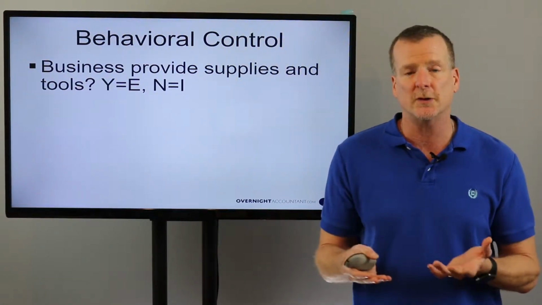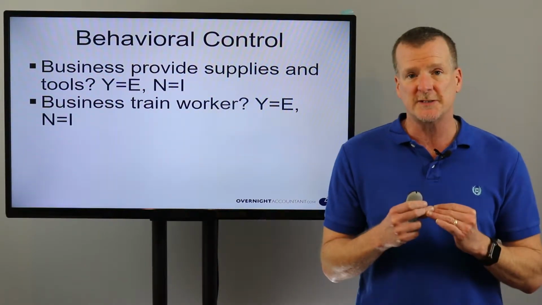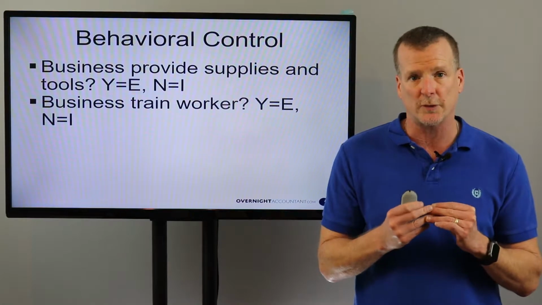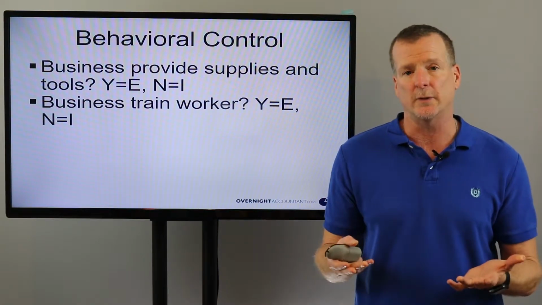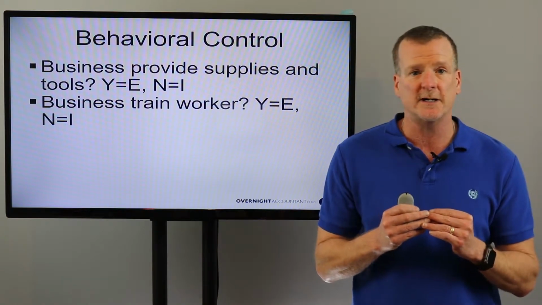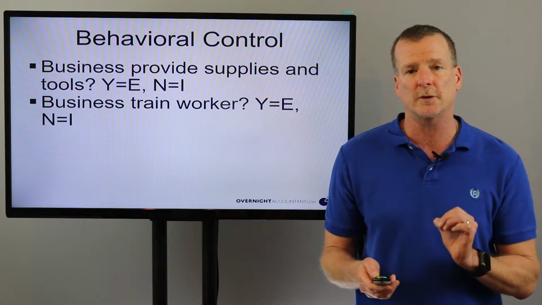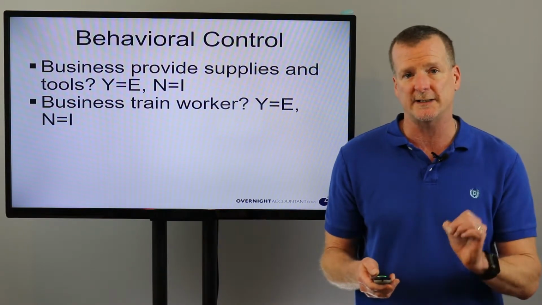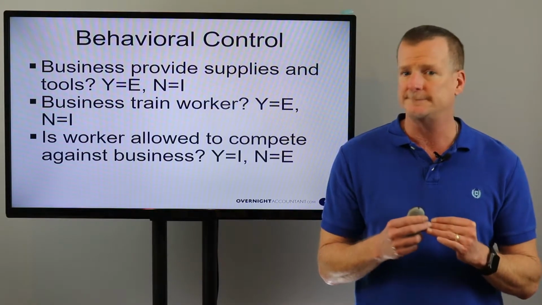That's behavioral control. What about, does the business train the worker? If your business trains a worker, if you have a client whose business is training that worker on how they want things done, more likely it's going to be an employee. If you're not doing that, independent contractor, you're hiring them to get the job done, and they already know how to do it. So the more training you provide to that worker, the more likely they're going to be an employee.